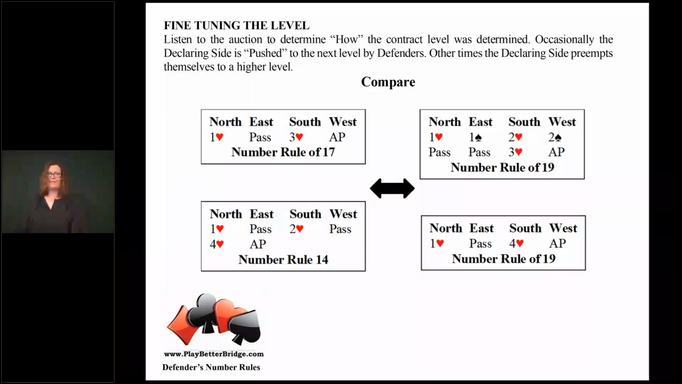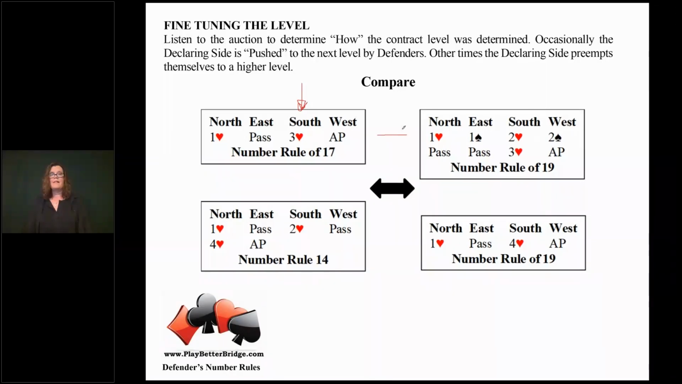Now, fine-tuning the level. Let's do some comparison here. Let's look at this top left box over here. The auction goes 1 heart by north, pass, 3 hearts by south, all pass. Now let's say that they're playing that 3 heart bid as an invitational, say like 11 to 12-ish total points, and then north passed. North wasn't interested in bidding 4 hearts. Well, then you're subtracting from the rule of 17. Subtract your high card points from 17, and that tells you the approximate number of high card points your partner holds in determining whether to have a passive or aggressive defense.